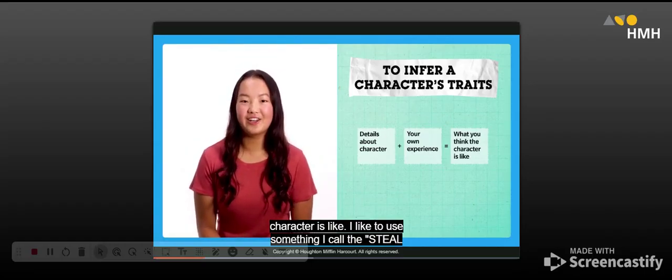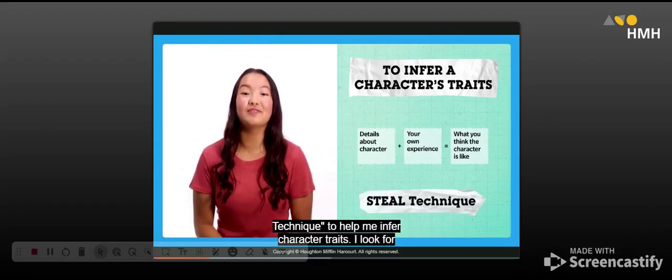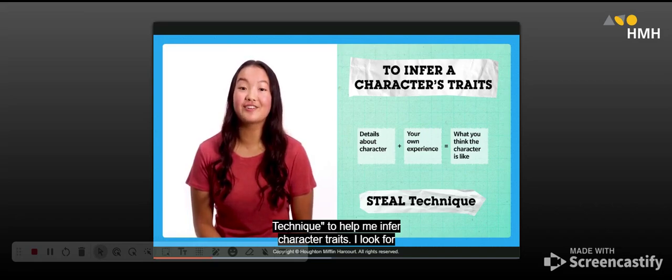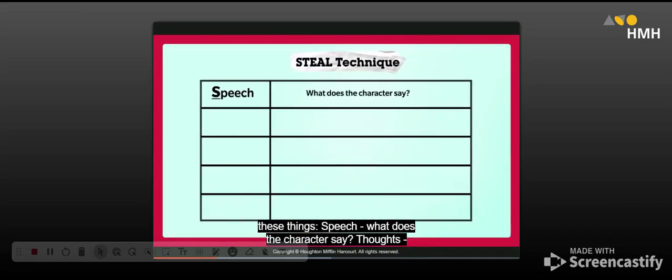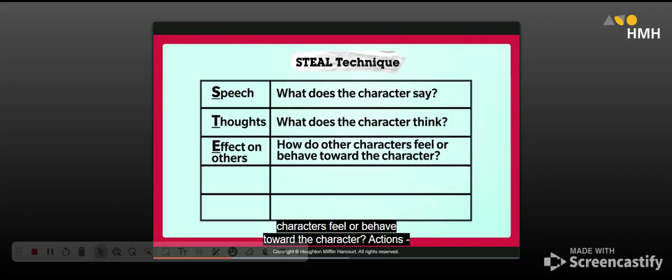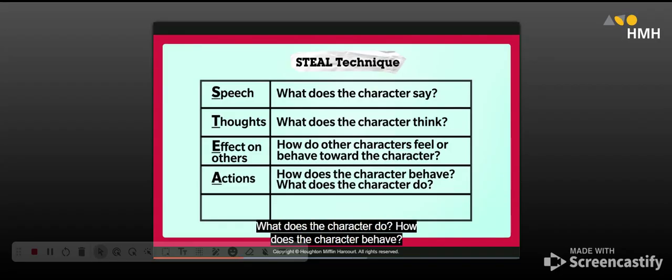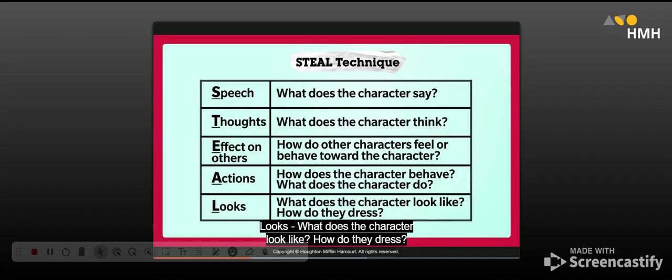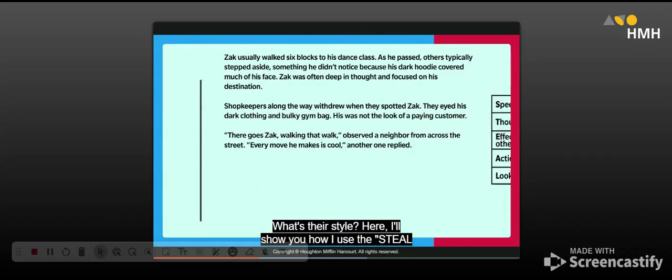I like to use something I call the STEAL technique to help me infer character traits. I look for these things. Speech. What does the character say? Thoughts. What does the character think? Effect on others. How do other characters feel or behave toward the character? Actions. What does the character do? How does the character behave? Looks. What does the character look like? How do they dress? What's their style?